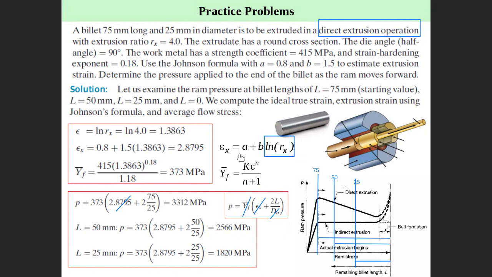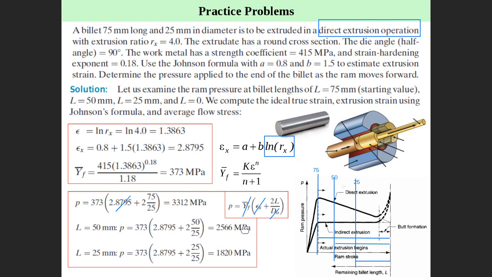So these are the three cases that we described. 75 is the total length, 50 remaining, 25 remaining. So you see that the force is decreased. You start here because this is the highest contact length, the highest friction. And then when the length gets smaller, the friction part is getting smaller, then the force is getting smaller.